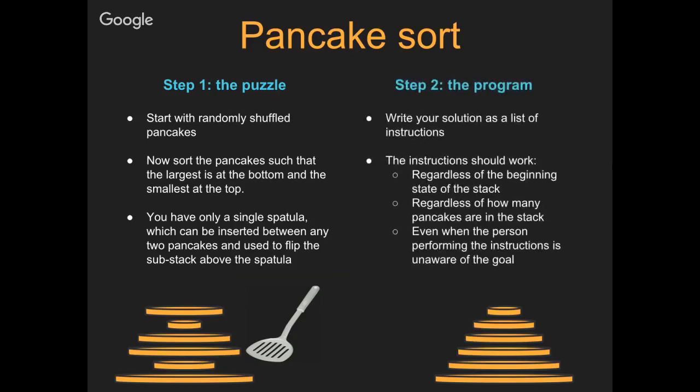The second part is to write your solution to that stack of pancakes as a set of instructions for somebody else to perform. If your instructions are good, then we could hand that set of instructions to anybody, and they would be able to create a sorted list of pancakes regardless of the beginning state of the pancakes, regardless of the number of pancakes in the stack, and without them even knowing what the goal is. They will just read your instructions, perform your instructions, and magically end up with a stack of sorted pancakes.